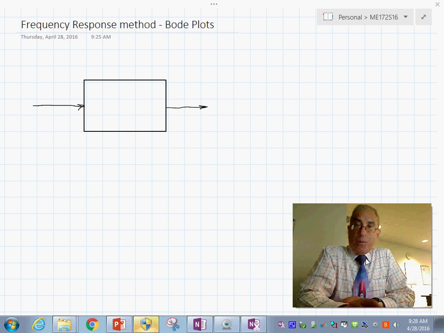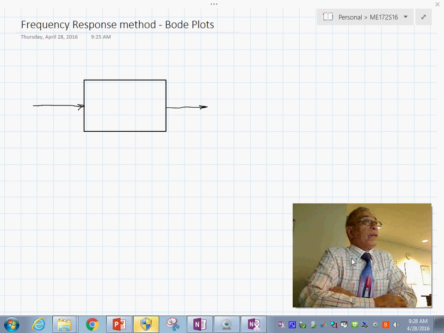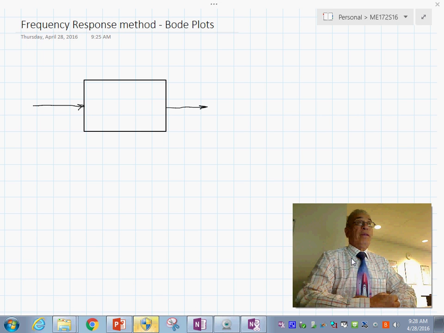Today we are going to see this topic that you see on the screen. I am going to call it frequency response method and the Bode plots.